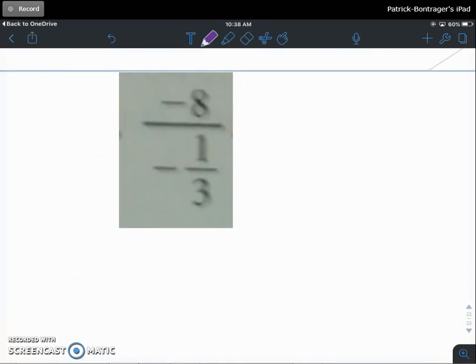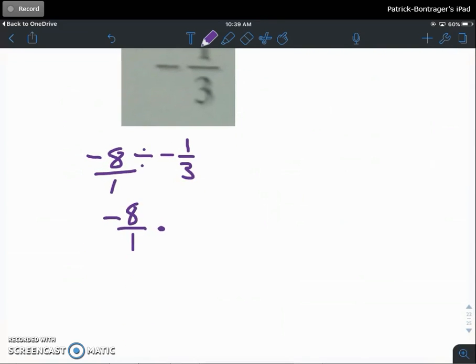Same thing here, big division bar, so I just write it out. Negative 8 divided by negative 1/3. I need to make both fractions. I'll make the whole number a fraction, put a 1 under it. Again, when I divide them, I'll flip and multiply, or multiply by the reciprocal is the correct terminology. So I get negative 8 over 1 times negative 3 over 1, which again is negative 24 over 1, which is negative 24.